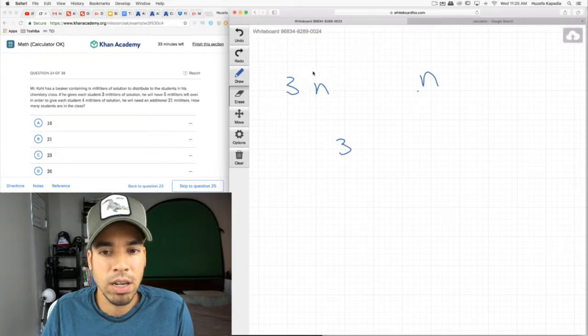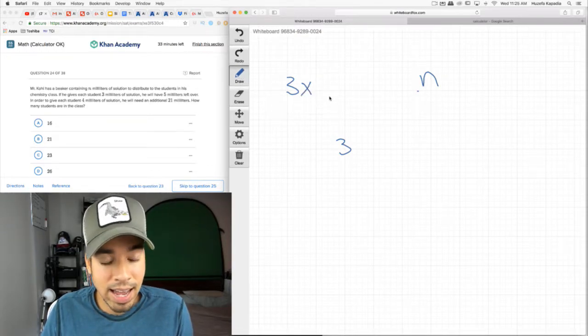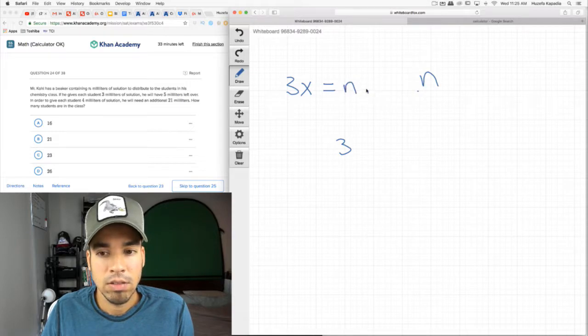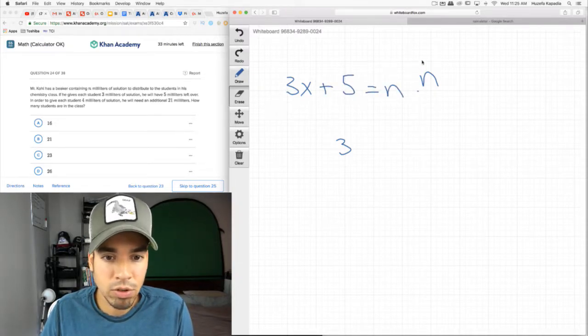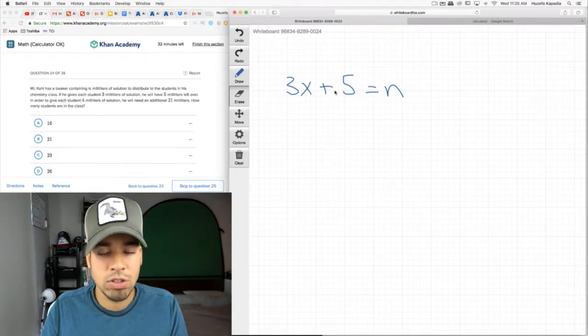Okay, so it's basically saying 3 times however many students in the class equals n minus 5. That's what it is. Okay, so the amount of students in class times 3 plus a remainder of 5 equals n. That's my first equation. Okay, so x is my students.